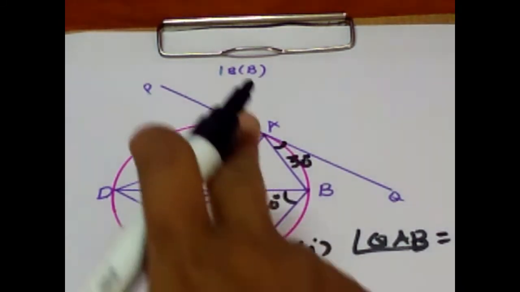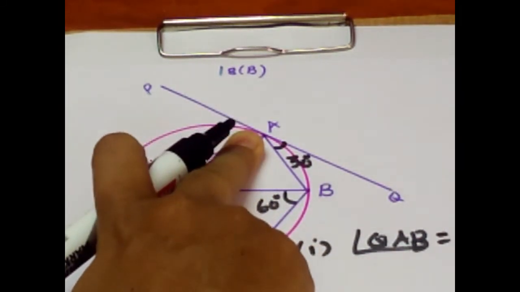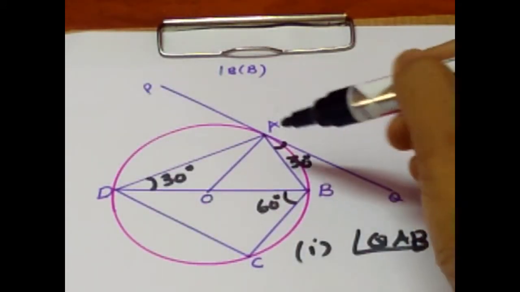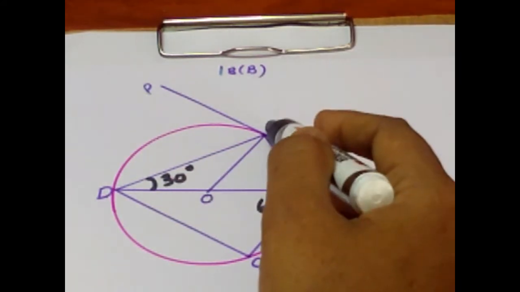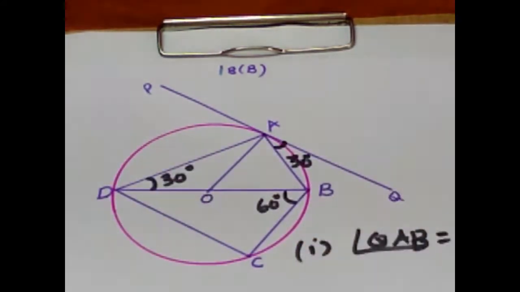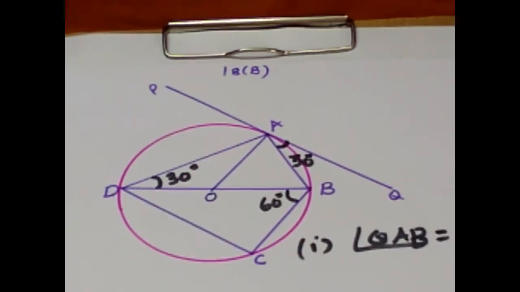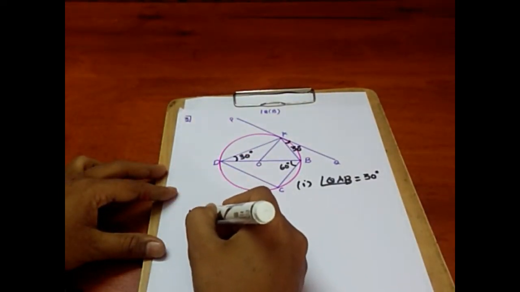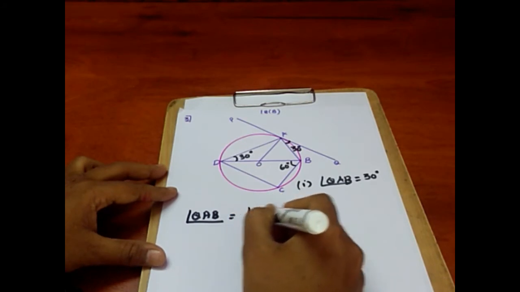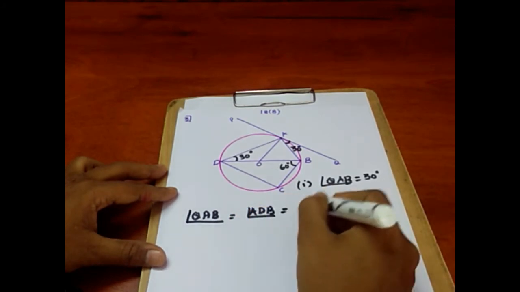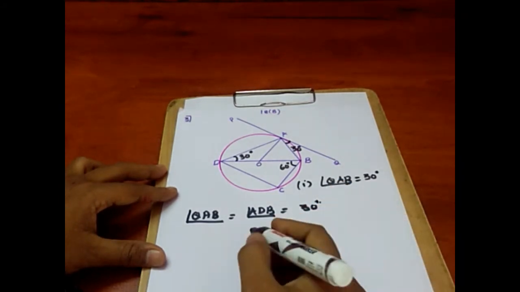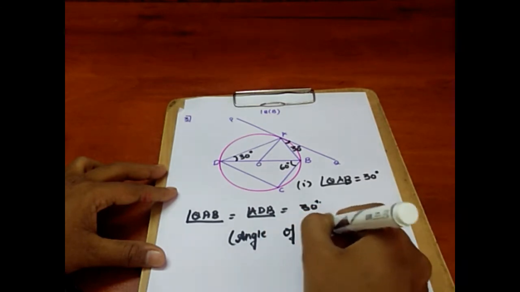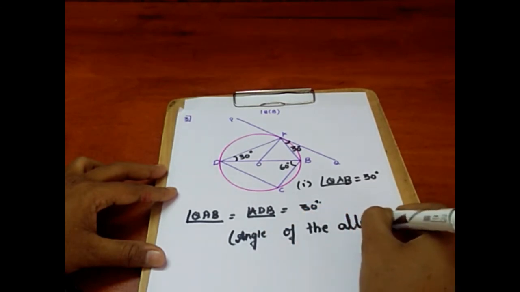I repeat. Here we can find at the point A, a tangent QP is drawn and AB is a chord. So this angle is equal to the angle in the alternate segment, that is angle ADB. This is point number 1. Let us write the same. Angle QAB is equal to angle ADB is equal to 30 degrees, angle of the alternate segment.